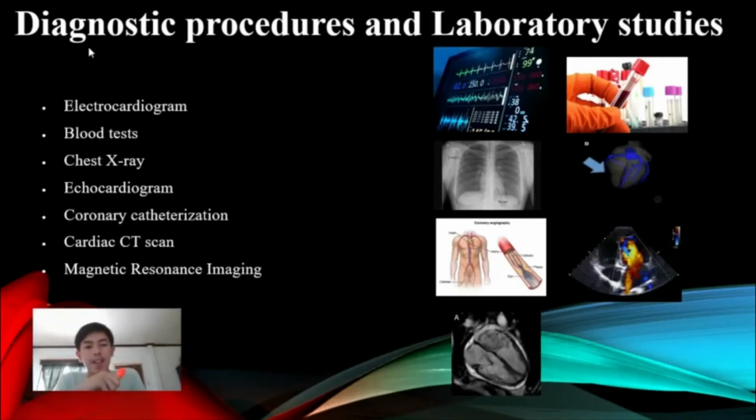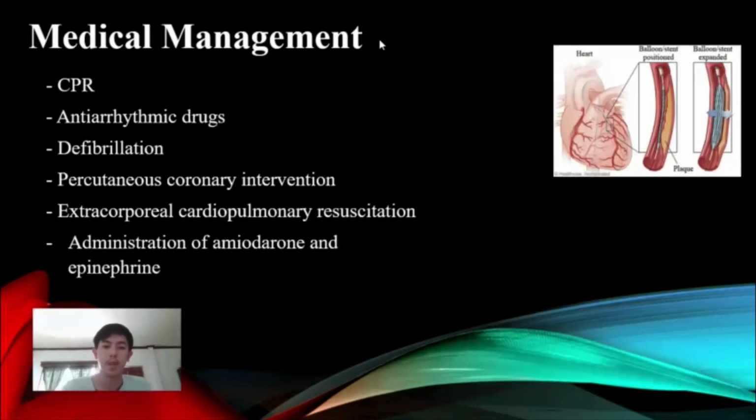Cardiac CT scan and MRI may also be done to give doctors images of your heart to detect the underlying causes of ventricular fibrillation. Medical management for VFib includes CPR to keep oxygenated blood flowing to the brain and other vital organs until more definitive medical treatment can restore a normal rhythm.